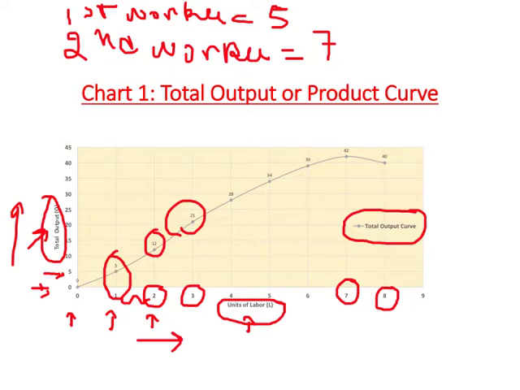We'll get to these concepts of how much output is produced by the first, second, or third worker, or how much is the average output produced per worker when the farmer employs 1, 2, 3, or so on workers. And that is something we'll look at in the next slide.